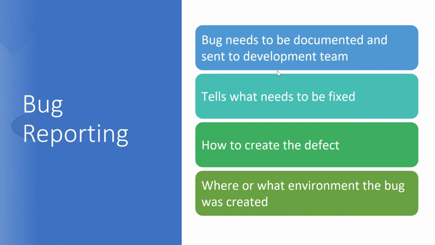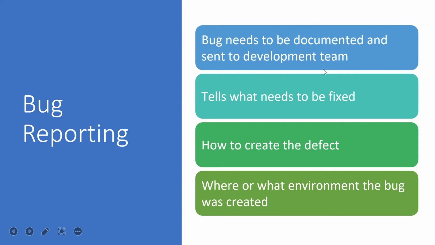So now bug reporting. A bug needs to be documented and sent to the development team. So how are we going to document it? See, this is the bug. This is the description of the bug, and I performed these many steps to get that bug. So these need to be communicated to the development team for them to recreate the bug and work on it, right?